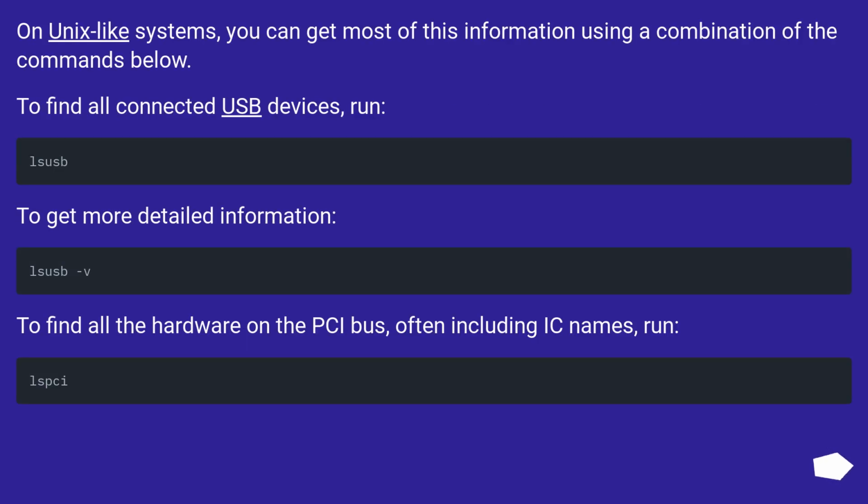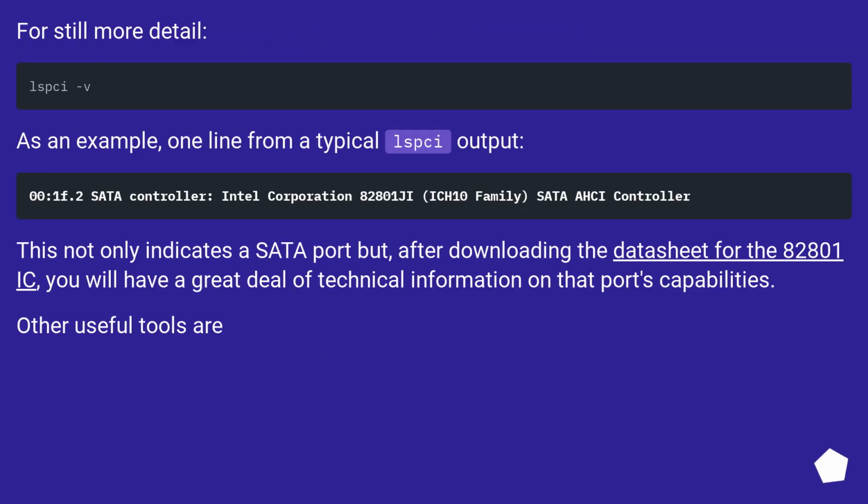On Unix-like systems, you can get most of this information using a combination of the commands below. To find all connected USB devices, run. To get more detailed information. To find all the hardware on the PCI bus, often including IC names, run. For still more detail.